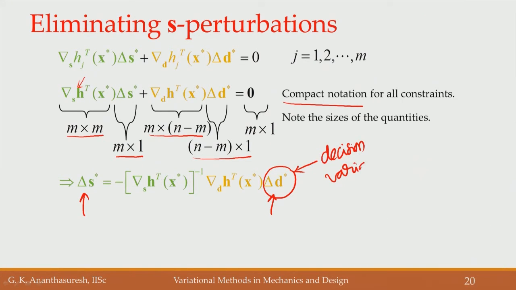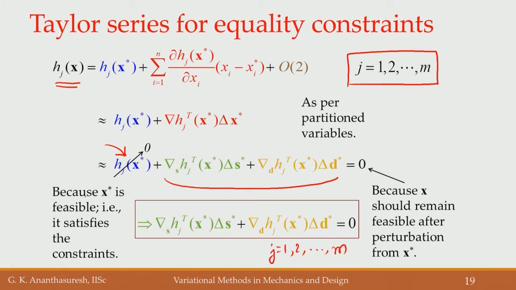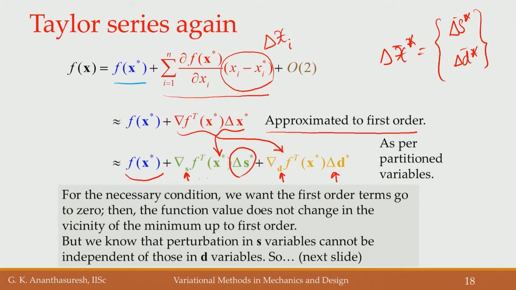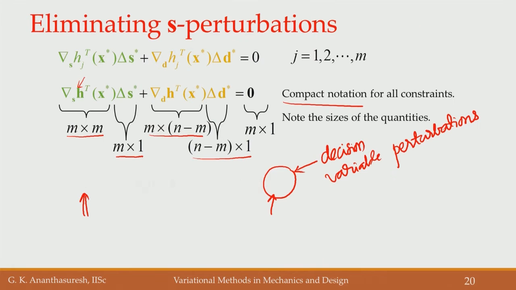Now, we have decision variable perturbations. In order to see if it is a minimum or not, we have decision variable perturbations. In terms of that, we can express the perturbation of the solution variables. We eliminated m perturbations, and this delta S star that we have here, we can go back and substitute into the first order f approximation over here. Then we get some equation which will be the necessary condition.